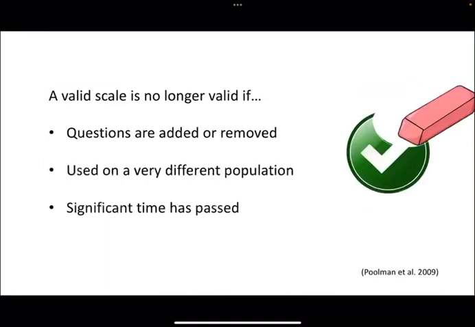If someone has a valid scale and they alter it in some way, like adding or removing questions, or using it on some population that wasn't the population they used to validate it, or if it's just been decades and decades since they developed the scale, all of those things can invalidate the scale. Because when a scale is validated, it's been validated with a very specific combination of questions. It's meant to be used on a specific population, and the cultural understanding of these questions might change over time, and all of a sudden your scale is invalidated.